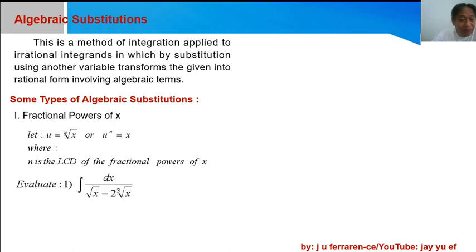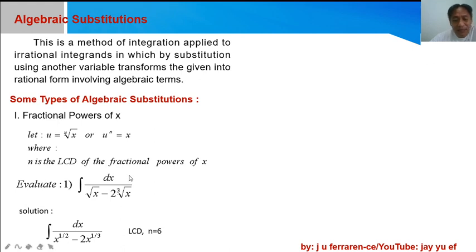Now, for example, if we are asked to evaluate the integral of dx over the square root of x minus 2 cube root of x. Equivalently, we are given the integral of dx over x to the power 1/2 minus 2 x to the power 1/3. So, between the denominators 2 and 3 for 1/2 and 1/3, the LCD of which is equal to 6, and that will represent your n value.